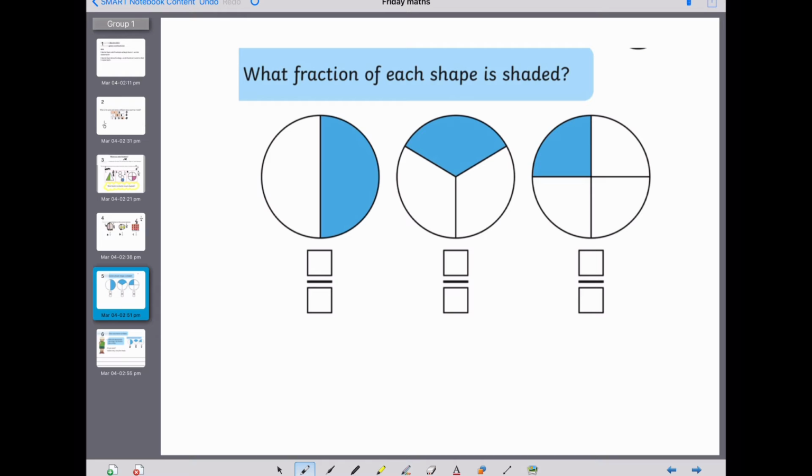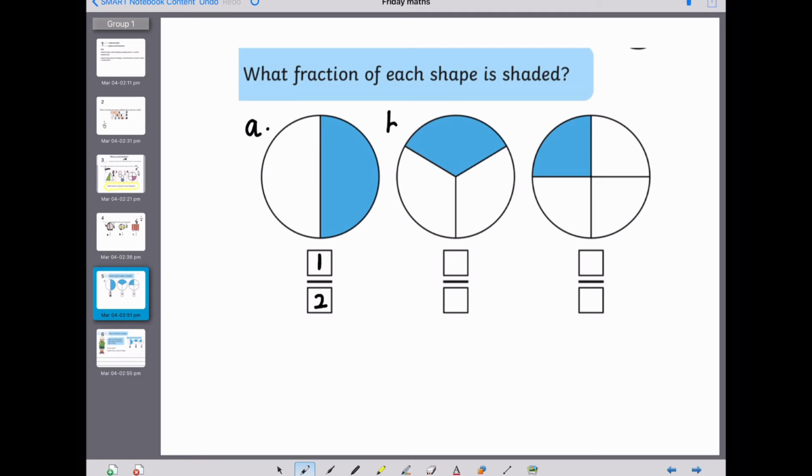What fraction of each shape is shaded? Let's look at circle A. How many parts are shaded? 1. That's our numerator. How many parts altogether? 2. That's our denominator, so we write that as a half.